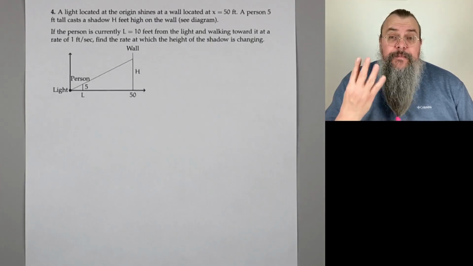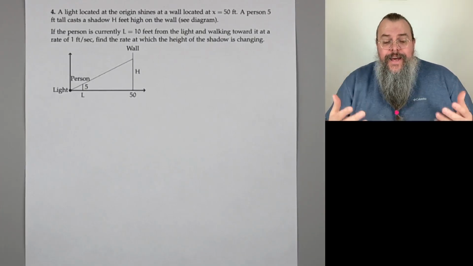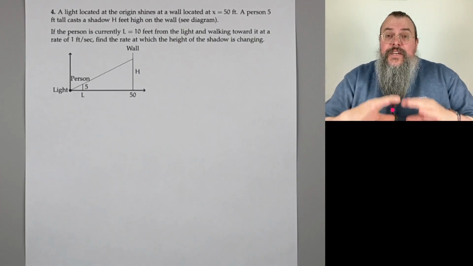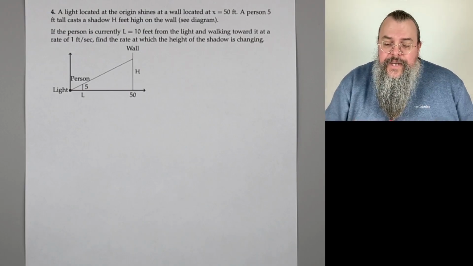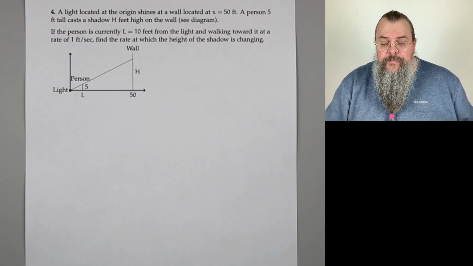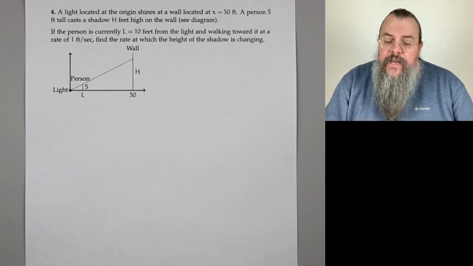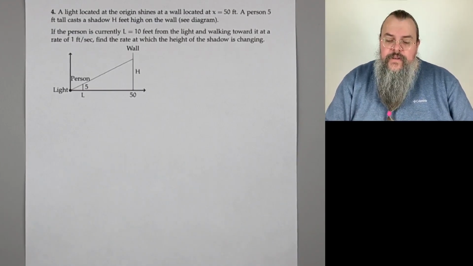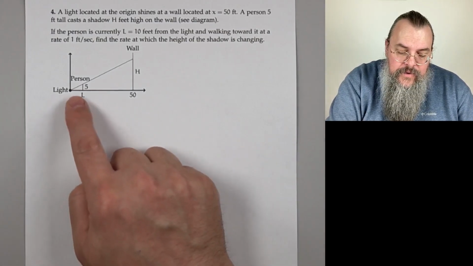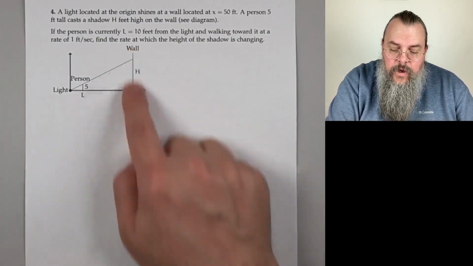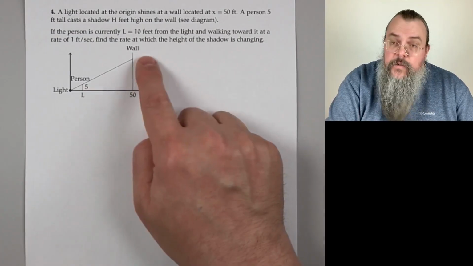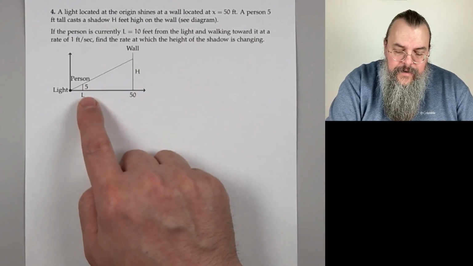This brings us to problem number 4. A light located at the origin shines at a wall located at x equals 50 feet. A person 5 feet tall casts a shadow h feet high on the wall. See the diagram. So we have the light. There's our wall. You can tell it's a wall because it has the word wall. There's our 5 foot tall person.